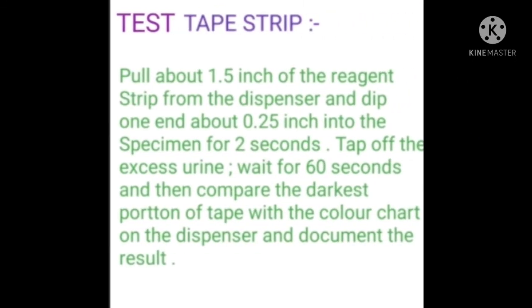And last we have Testape strip. Pull about 1.5 inch of the reagent strip from the dispenser and dip one end about 0.25 inch into the specimen for 2 seconds. Then tap off the excess urine, wait for 60 seconds and then compare the darkest portion of the tape with the color chart on the dispenser and document the result.